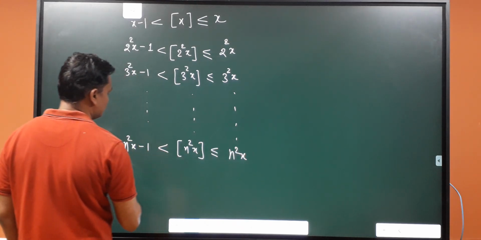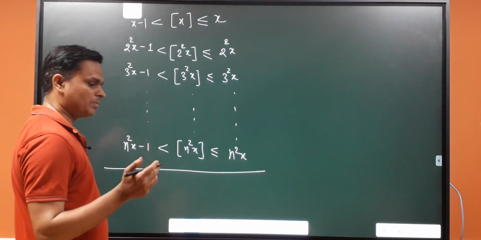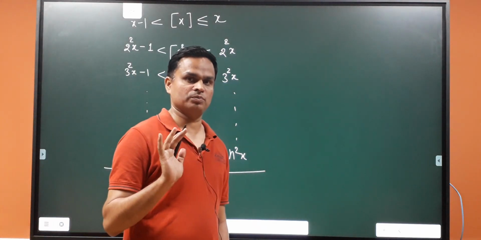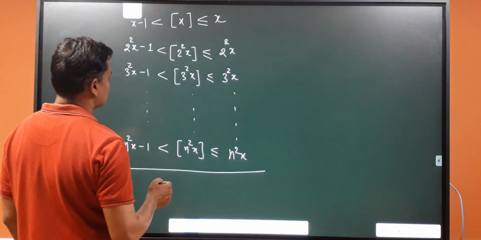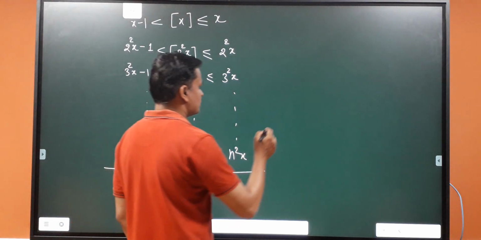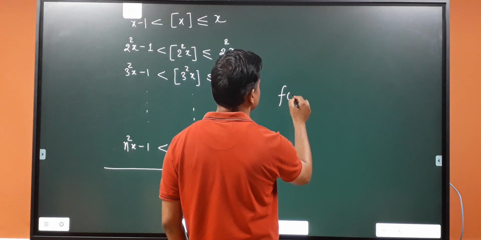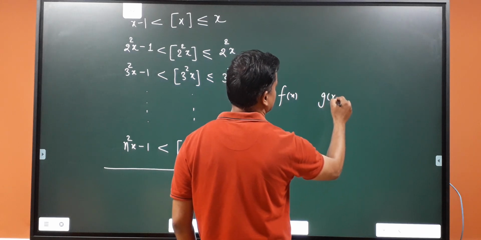Now what we need to do? We need to simply add all of these terms. What I am trying to apply? Sandwich theorem. I hope you might be aware of what the sandwich theorem states. What sandwich theorem says is that if there is a function f of x, g of x, h of x.